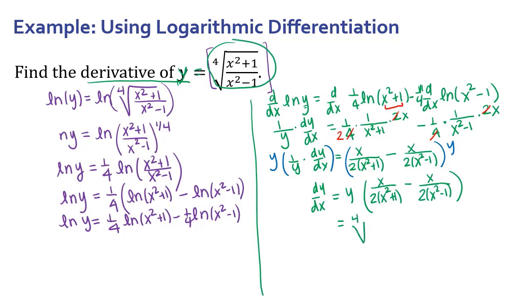So we're going to get the 4th root of (x squared plus 1) over (x squared minus 1), since that's what y equals, all times x over 2 times (x squared plus 1) minus x over 2 times (x squared minus 1). Still looks really gross, but it is way fewer steps than if we would have gone through and just done it using the chain rule and the quotient rule all together.